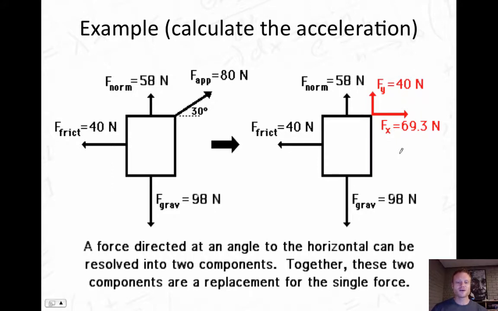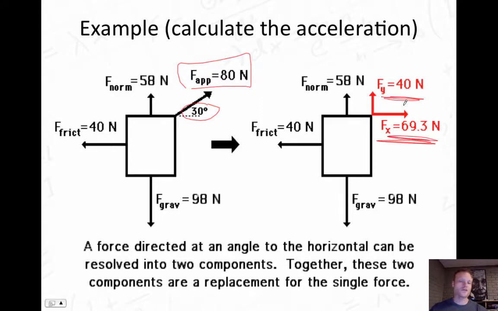Here they are asking for us to calculate the acceleration, and basically the problem's kind of been done for us, if you will. Basically we have a box here, a free body diagram of a box. You'll notice there's a frictional force of 40 newtons, a gravitational force of 98 newtons, and a normal force of 58 newtons, and then there's this applied force at an angle of 30 degrees to the horizontal of 80 newtons.